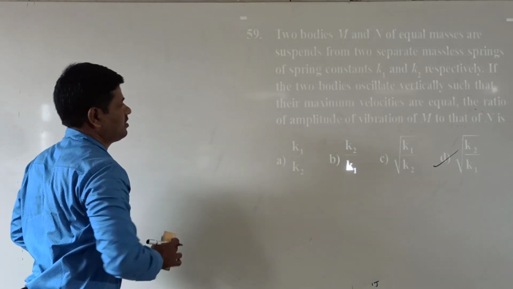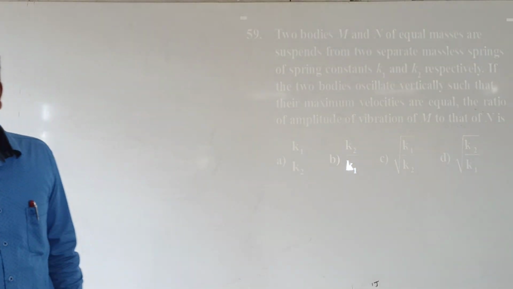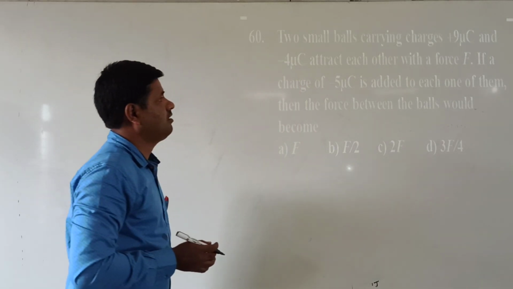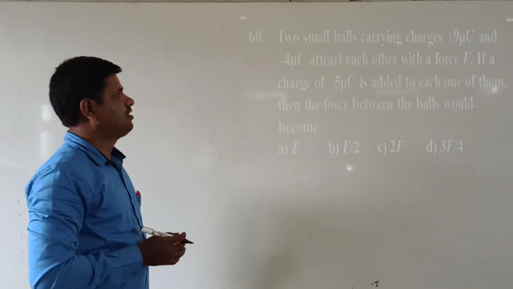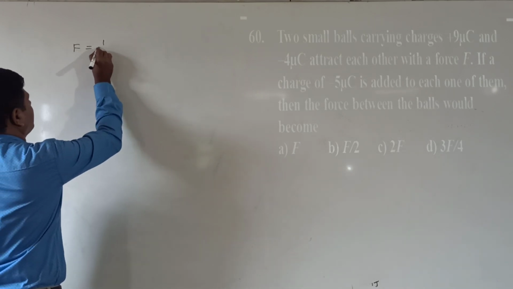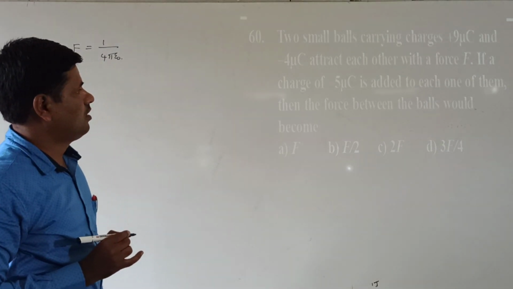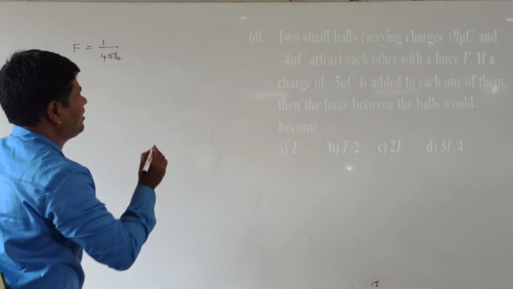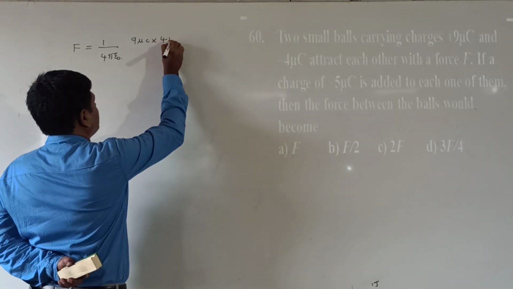Next is the last question. Two small balls carrying charges 9 microcoulomb and minus 4 microcoulomb attract each other with a force F. I am writing that force here: F is equal to 1 by 4 pi epsilon naught, times the charges, divided by the distance squared, where the distance we consider as d. One charge is 9 microcoulomb in magnitude. Minus 4 microcoulomb has magnitude 4 microcoulomb.